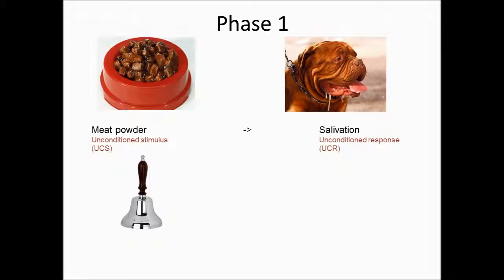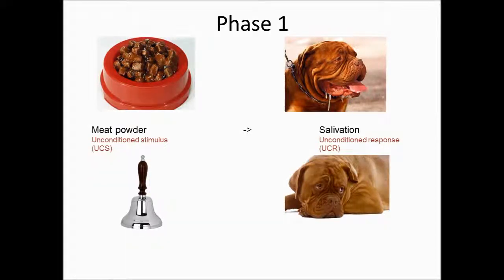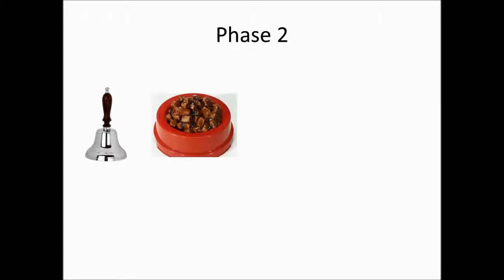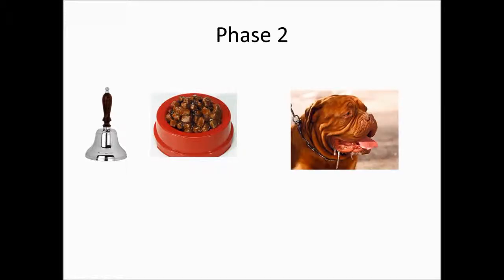We have a totally separate thing, which is a tone, and that produces no response in a dog, no salivation. And we call this tone the neutral stimulus. Neutral because it does nothing. Let's move through to phase 2. We've got our tone. We pair it with the meat, which is our unconditioned stimulus. Now, this tone becomes very important in a moment.